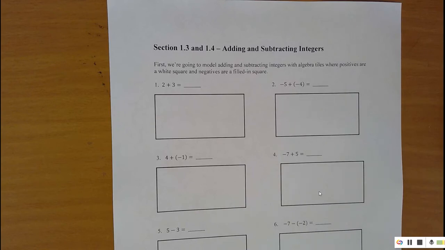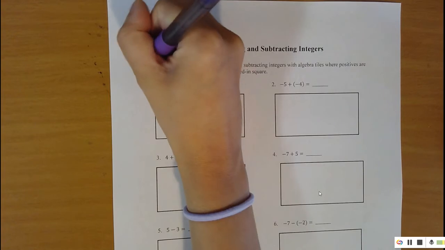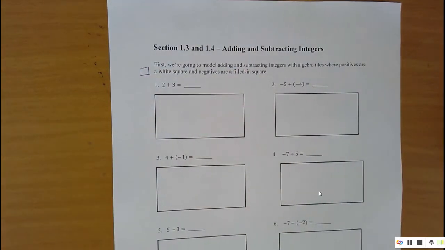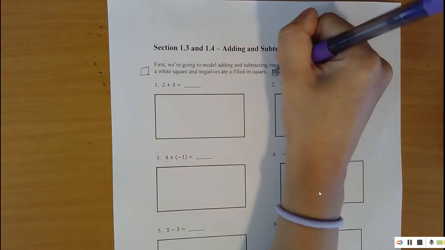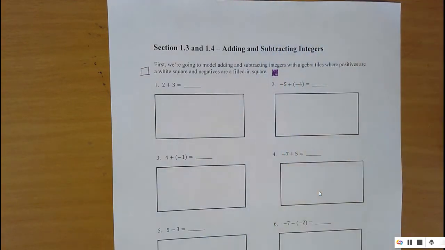So we're going to start with a visual to understand how things work and why things work the way that they do. So we're going to be using algebra tiles and we're going to draw them in. So I'm going to use a positive little white square kind of like that for a positive 1 and a filled in square kind of like that for a negative 1 throughout all of this.